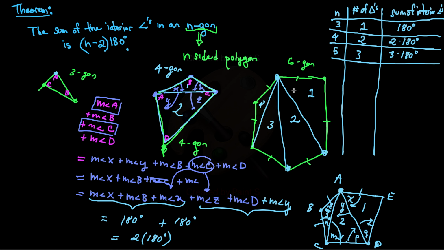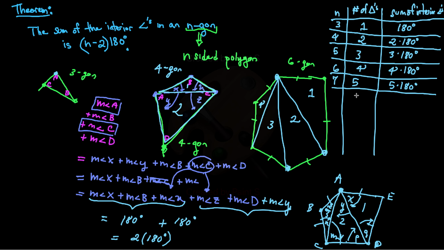And you could run through a similar argument for the 6-gon, but you should just convince yourself, right? There's four triangles, and it's just going to be 4 times 180. And then you want to now generalize, right? You want to start to get a general picture. If you need more evidence, you could draw a 7-gon. You should see how many triangles. There's going to be 5. And you could then just see that it's going to be 5 times 180 for the sum of the interior angles.